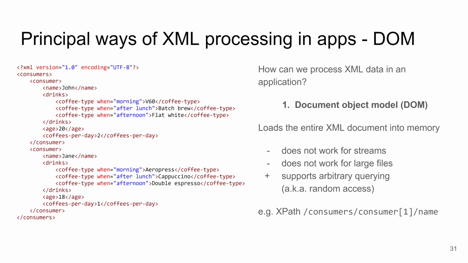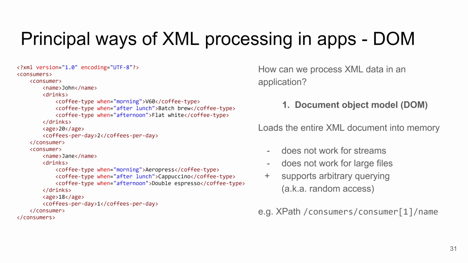Now, let's say that we have our XML data and we want to process it in an application. There are two or three basic or principal ways of how XML documents can be processed in applications. The first way is the most straightforward, and we'll call it the Document Object Model, DOM. And it works like this.